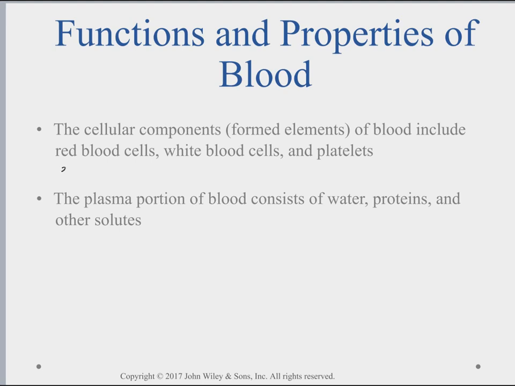So we're going to write this in: erythrocytes, leukocytes for white blood cells, and thrombocytes for platelets. Now, the plasma portion, as we said, is more than 90% water. We find some plasma proteins in there and other solutes. Again, we're going to elaborate on this later in this lecture.